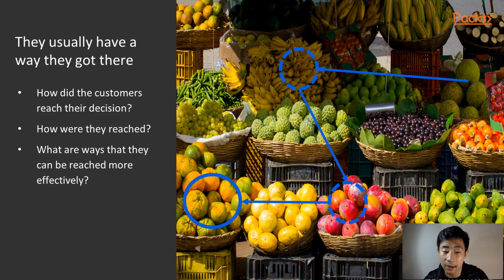They usually have a way, let's say this is our endpoint, this is our site, but the customers usually got there through some path. And one thing we really want to be able to understand is, how did the customers reach their decision? How were the customers themselves reached by our different advertising efforts, or through referrals or email campaigns, whatever it may be? How were they reached? And what are ways that they can be reached more effectively?